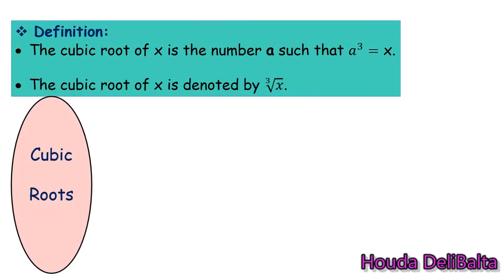And now, dear students, we are going to talk about a new idea called the cubic roots. Definition: the cubic root of x is the number a such that a cubed equals x. The cubic root of x is denoted by the cubic root symbol. As you see here, we read it cubic root. 3 here is called the index, and there is no condition on x. x can be positive or it can be negative.